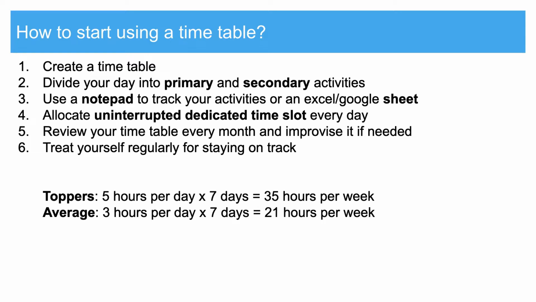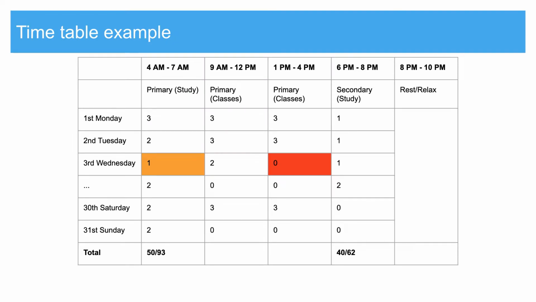If you want to be in the top, you should at least plan to study 35 hours per week, and that actually means studying 5 hours. And this may seem a bit ambitious, but if you start slowly, it is not very difficult to achieve. So let us take a look at one simple example of a timetable. So this is one example of a timetable. You can, of course, make your own timetable, but the whole idea here is that you need to first divide your day into different time slots.